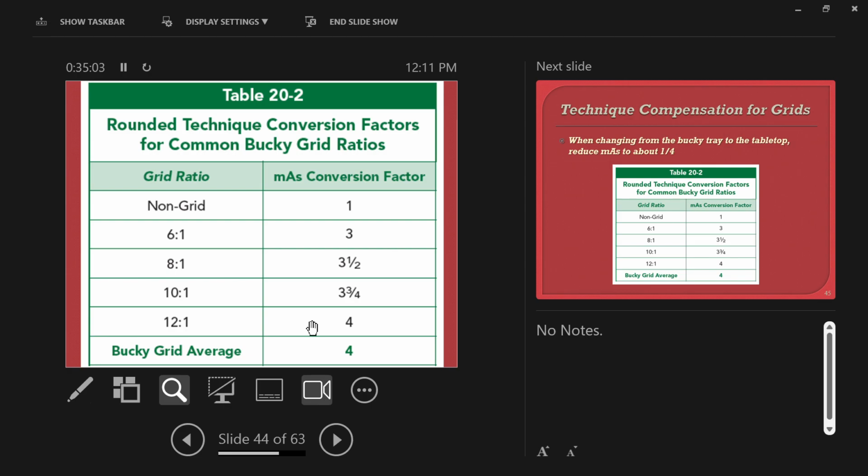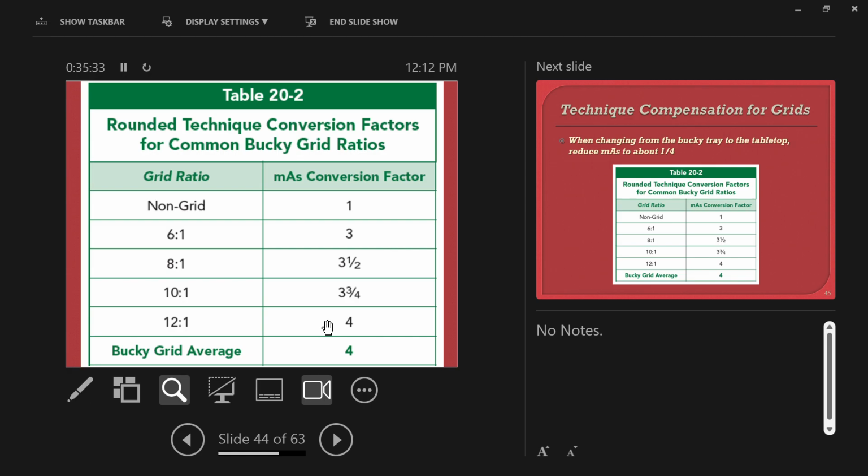So if you don't need to use the grid because the part won't generate sufficient scatter, then don't use it, okay? Use the grids when you need to. If you raise mAs by 4 times, let's say you're using this 12-to-1 grid at the bottom, how much will exposure go up at the image receptor from not using a grid and not changing mAs? Not at all. Receptor exposure will be unchanged from a no grid image.